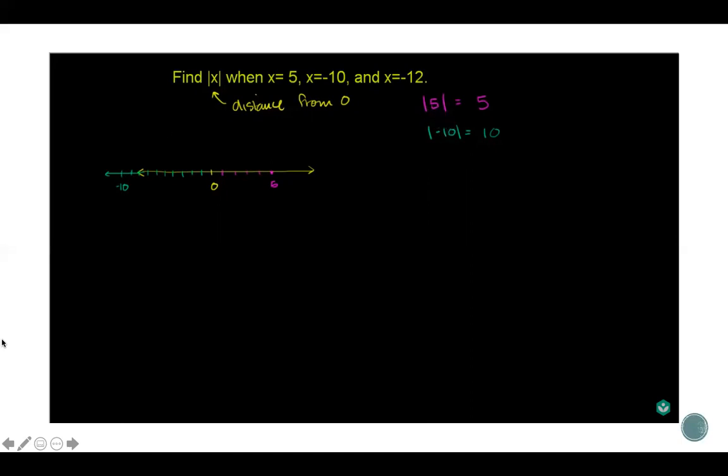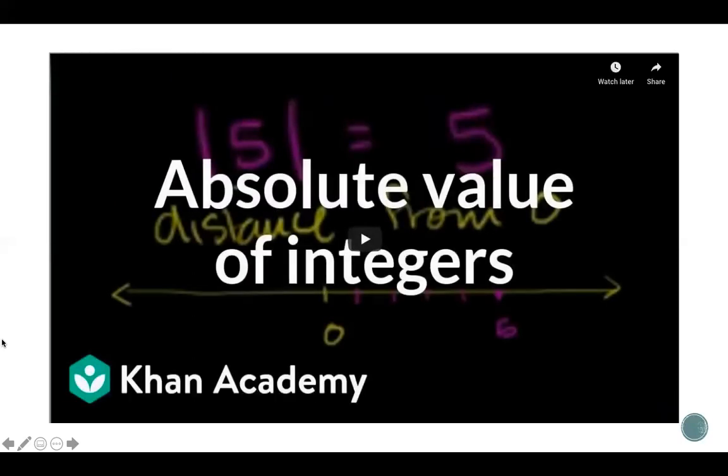Let's do one more. The absolute value of x when x is equal to -12. So the absolute value of -12, we don't even have to look at the number line. It's just going to be the positive version of -12. It's just going to be equal to 12. This is just saying that -12 is 12 away from 0. We could draw it over here. This -11, -12 is right over here. It is 1, 2, 3, 4, 5, 6, 7, 8, 9, 10, 11, 12 away from 0. All right, so that was a couple of examples of absolute value with integers.